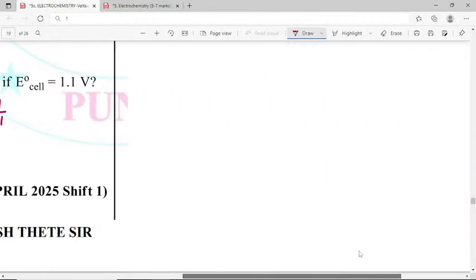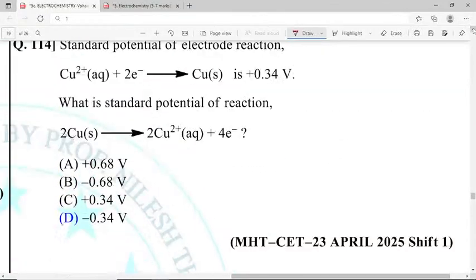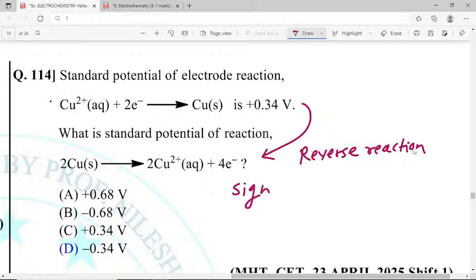Okay, next question. What is the standard potential of the reaction? The reaction is just reversed. Pay attention, what has happened to the reaction? Reversed. Reverse reaction. So the sign changes, but not the magnitude.